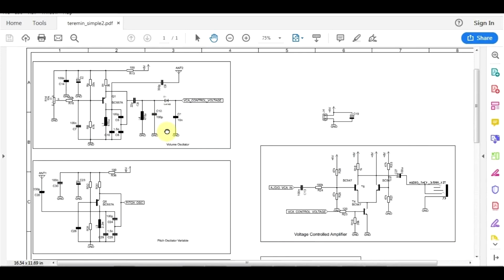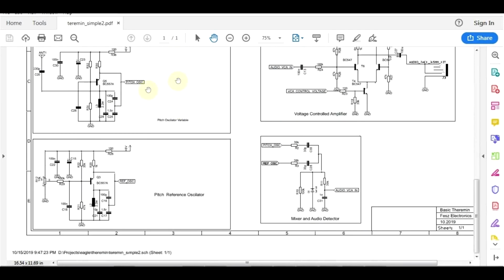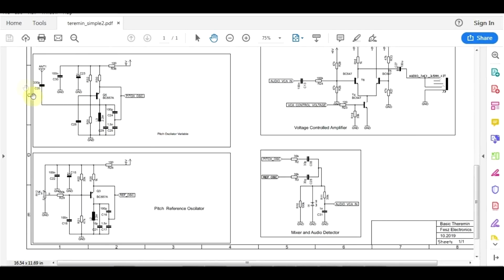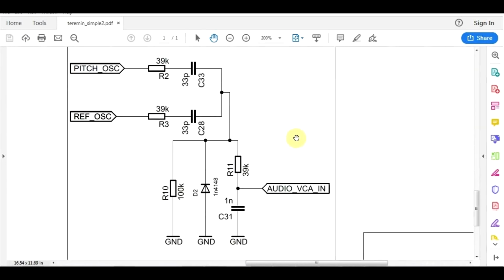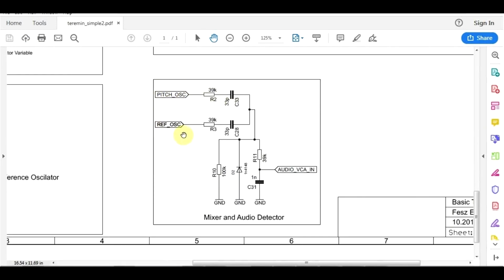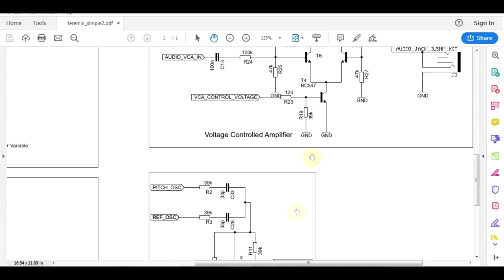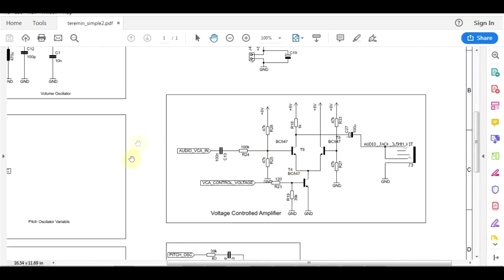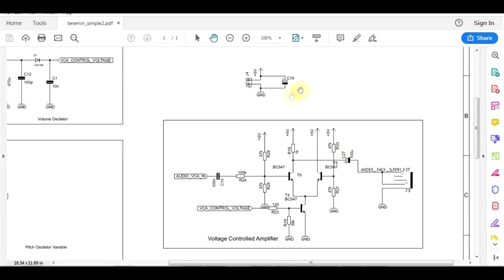So these are the 3 oscillators: you've got the volume oscillator, the variable pitch oscillator, the one with the antenna, and the pitch reference oscillator. You combine the 2 pitch oscillators into the heterodyning signal, so you have this mixer and audio detector. And finally, you take the 2 signals and put them into the voltage controlled amplifier. And other than this, there's also a connector and a filtration capacitor on the supply.